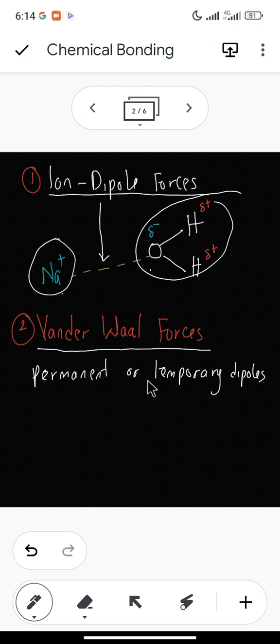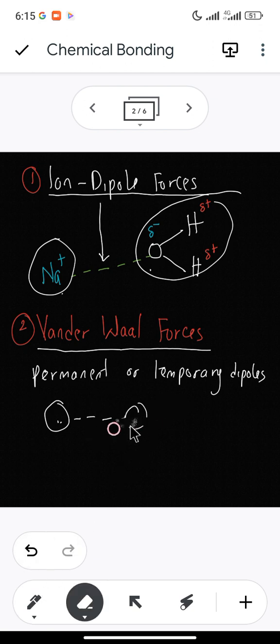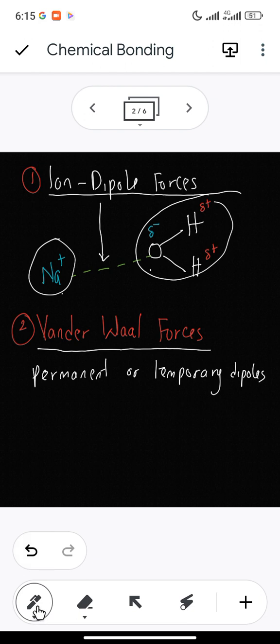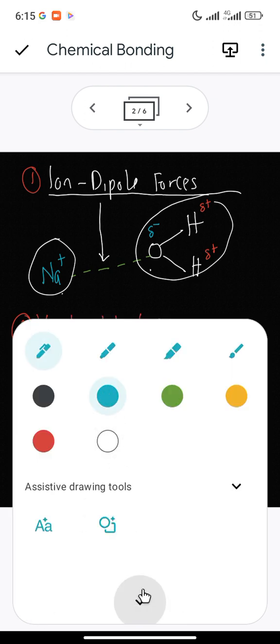So any force of attraction between, let's say, a dipole and a dipole can be permanent. They both can be permanent. One can be permanent and one can be temporary. Both can be temporary. This kind of force of attraction between these two is known as the van der Waals forces. There are various subcategories of the van der Waals forces.